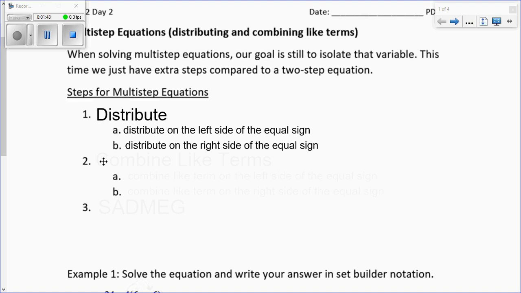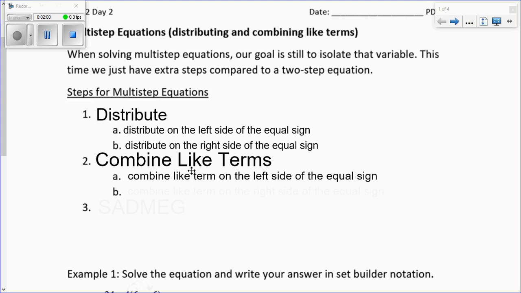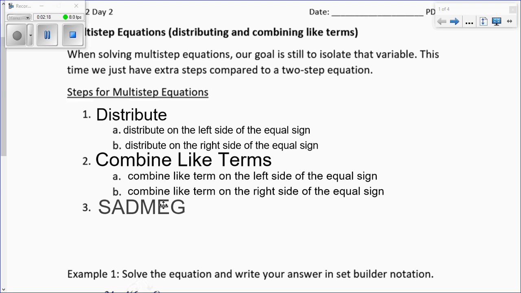Then we can deal with combining like terms. Again, it's based on the side of the equal sign. Do not combine anything if they're on separate sides of the equal sign. So you go ahead and combine the like terms that are on the left side of the equal sign. So anything alike there, you can combine. Then you move over to the right side and combine anything that's alike on that side with each other. After you've got all your parentheses done and all your like terms are combined, then it should look like a two-step equation. And you can go ahead and use SADMAG to solve it.